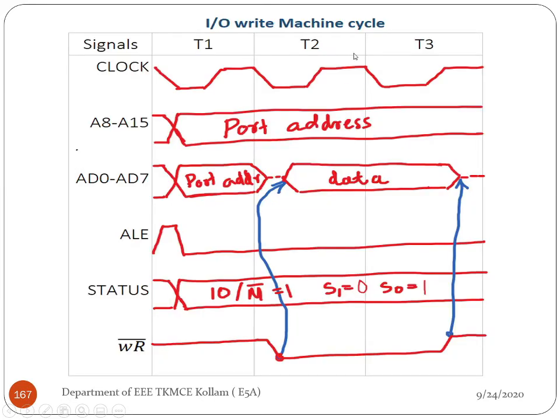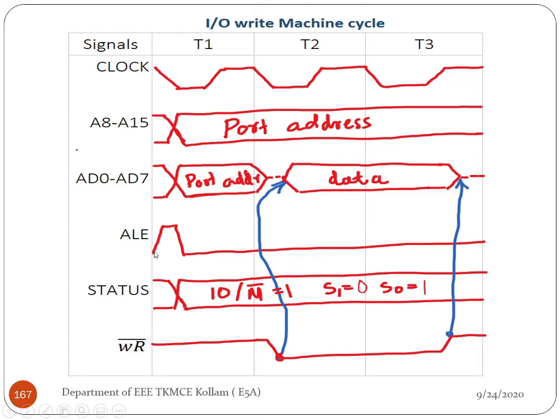So this is the timing diagram corresponding to the I/O write machine cycle. Similar to the earlier case, we need to draw the clock signal like this. As the port address width is only 8 bits, both the address bus and the address data bus carry the port address during the first clock cycle, and the address bus carries this port address during the second and third clock cycles. With the help of the ALE signal along with the D-latch, this port address is made available during the second and third clock cycles also. That process is known as demultiplexing.